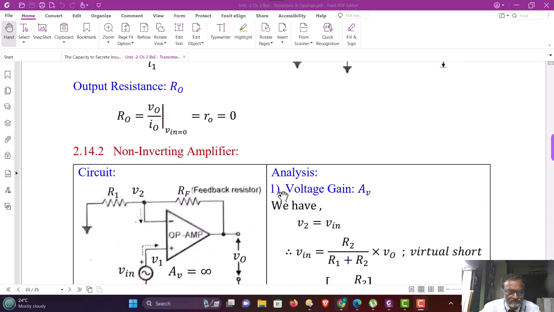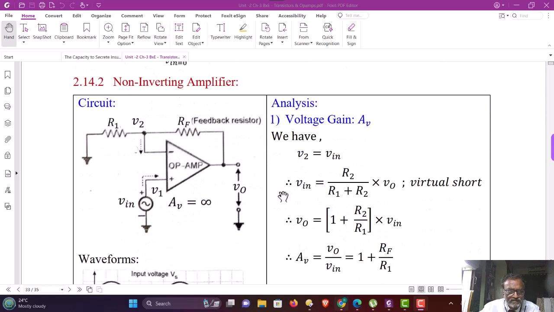approaches zero. The other configuration now, the non-inverting configuration of the amplifier. Now the name itself indicates that we are now connecting the input to the non-inverting terminal.